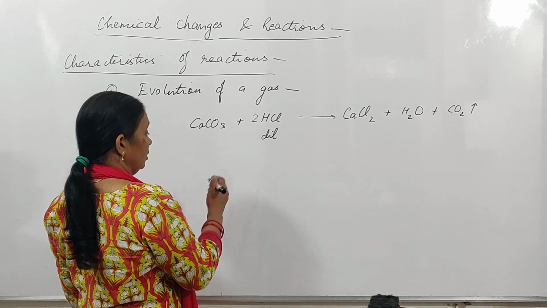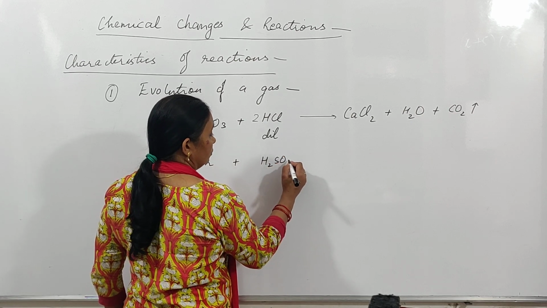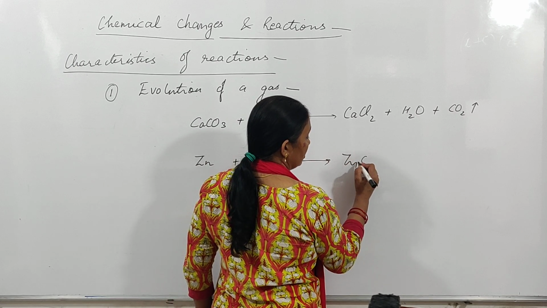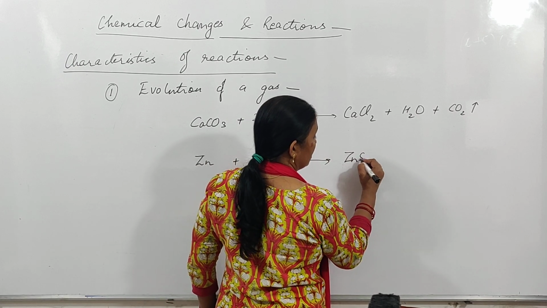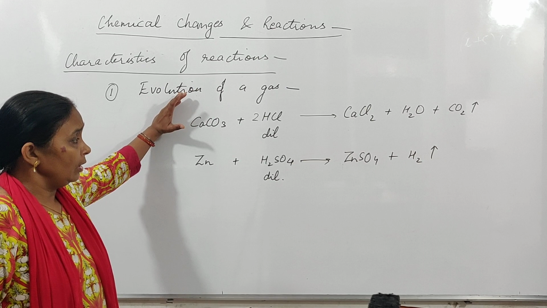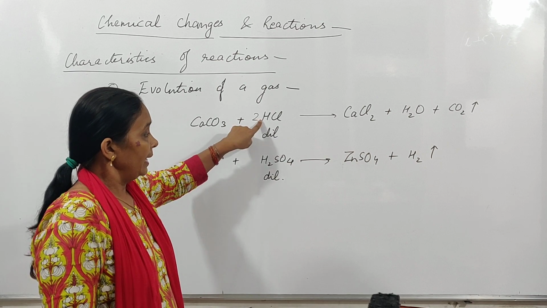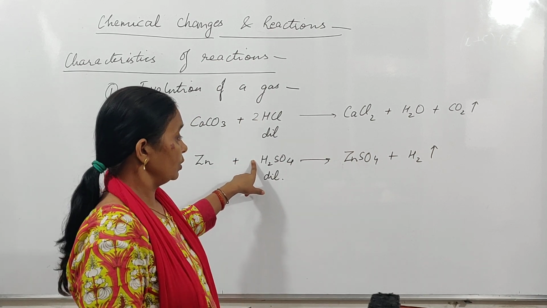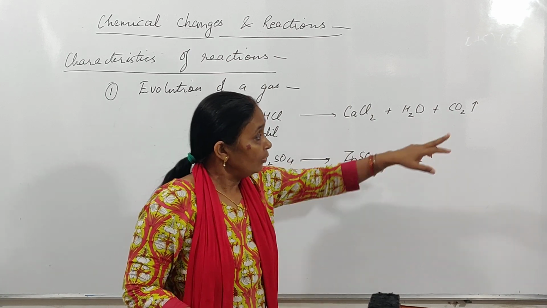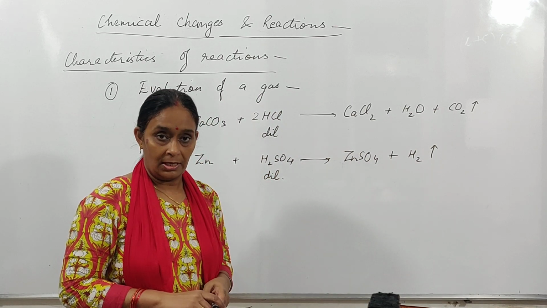Now the next reaction here you can see, suppose zinc you have taken, it reacts with dilute H2SO4. What will it form? Zinc sulfate and hydrogen gas is evolved. So in these two reactions you are very well able to see that the two reactants, dilute HCl and dilute H2SO4, are in liquid state. When the reaction takes place, the evolution of the gases is seen in the form of bubbles rising up in the test tube.